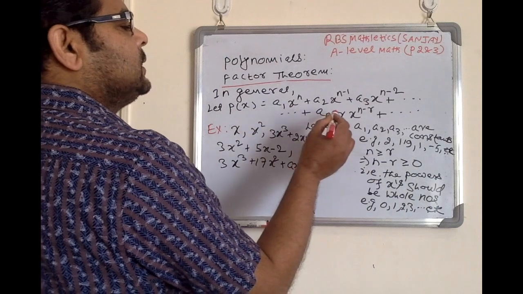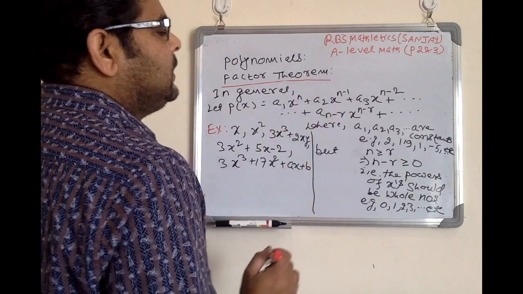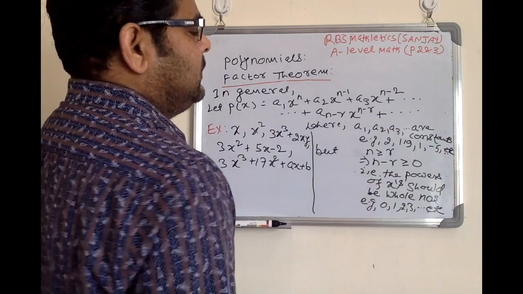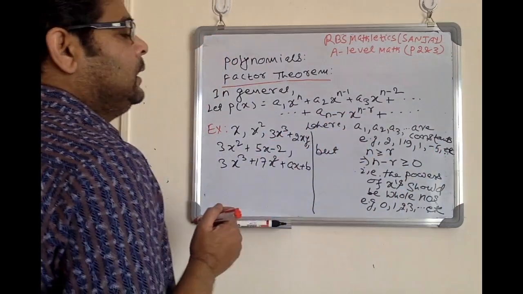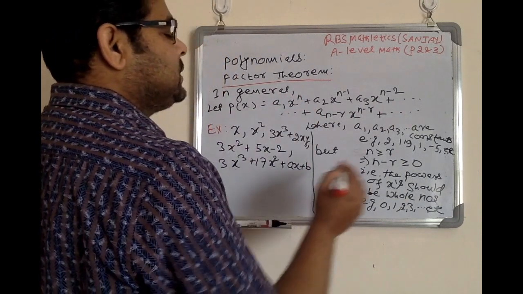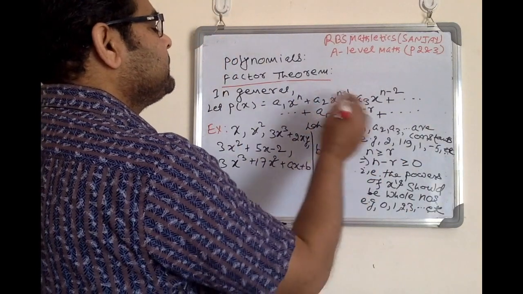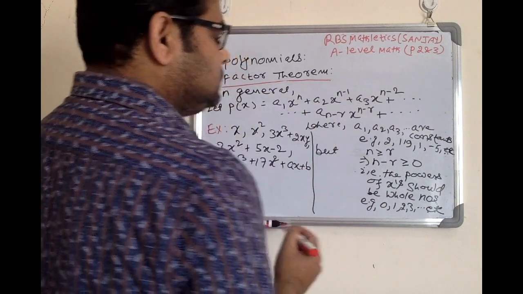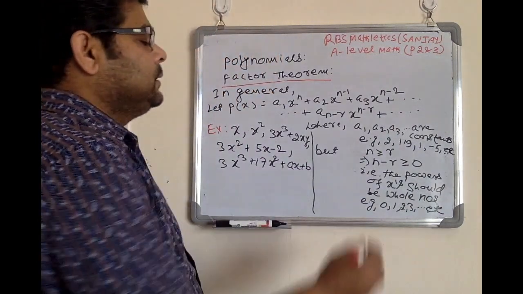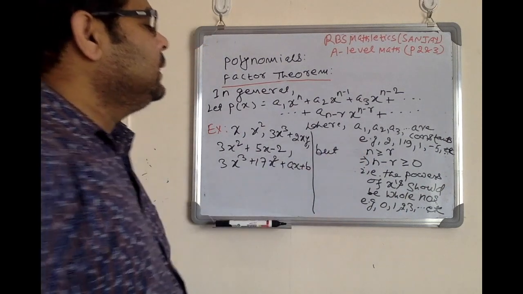This sort of function is called a polynomial, where a1, a2, a3 are constant numbers like 2, 119, 1, -5, and so on. That can be any number. But the power should always be 0 or greater, which means n minus r must not be negative. The power of the polynomial starts from 0 and goes on increasing like 0, 1, 2, 3, 4. If it is a negative number, we cannot say that this is a polynomial.